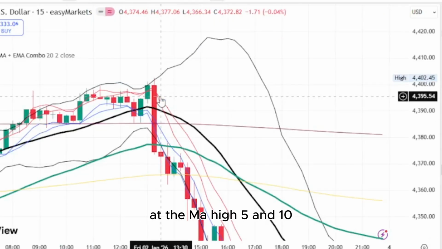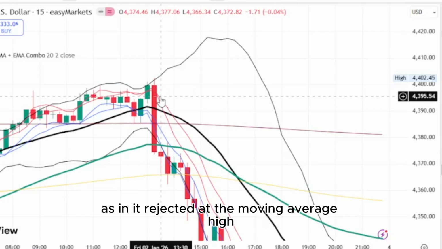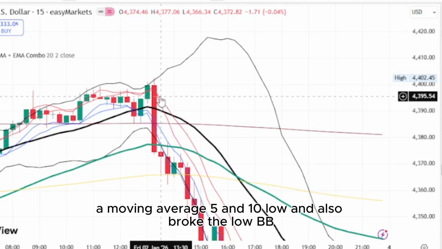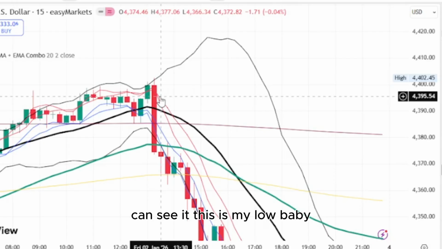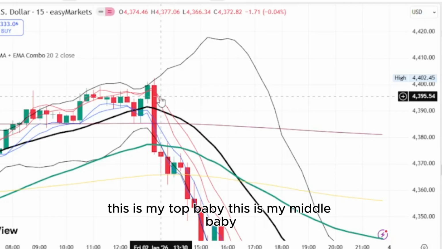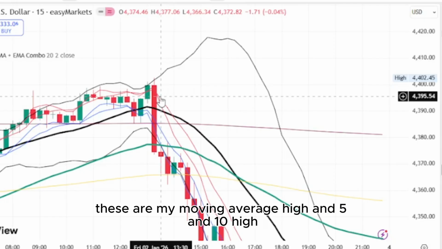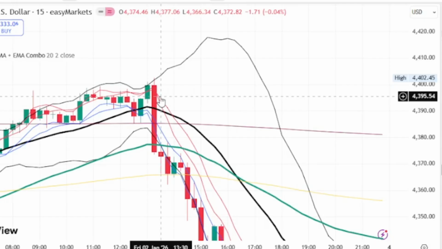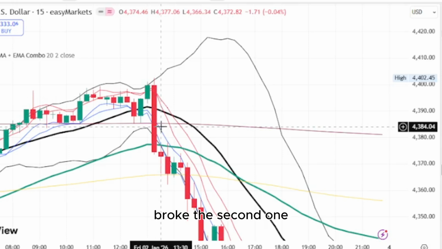That is, it rejected at the moving average high 5 and 10, broke the mid BB, broke the moving average 5 and 10 low, and also broke the low BB. You can see it. This is my low BB, this is my top BB, this is my middle BB. These are my moving average high 5 and 10 high, and the blue lines are my moving average 5 and 10 low. So this particular candle rejected here, broke the first one, broke the second one, broke the third one, and also broke the fourth one.